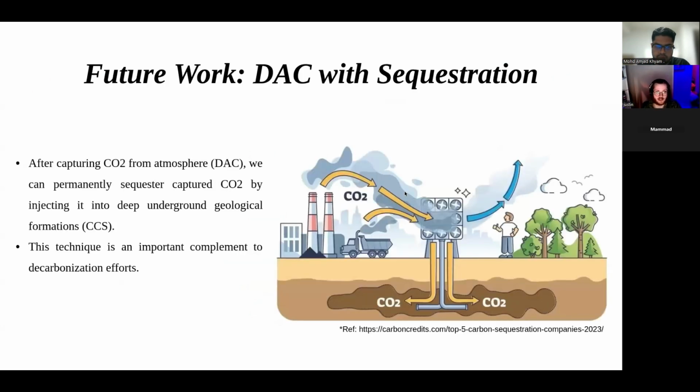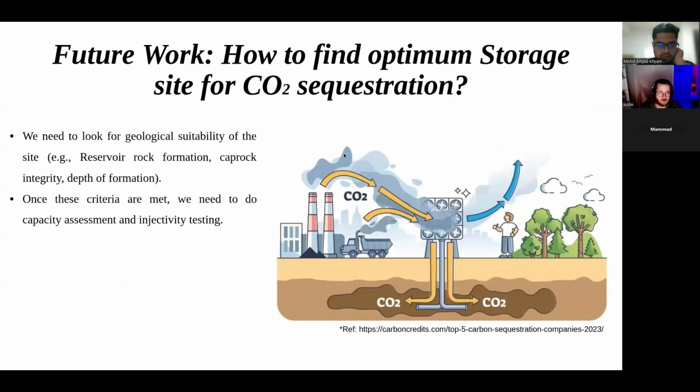And then we got 30 seconds for future work. Once we capture the carbon dioxide from the stack facilities, we can permanently sequester the captured carbon dioxide by injecting it into the current geological formations. We need to find an optimal site for this. We take into account reservoirs and rock properties, underground properties, and the depth of the formation as well. Once this criteria is met, you can conduct the injection.